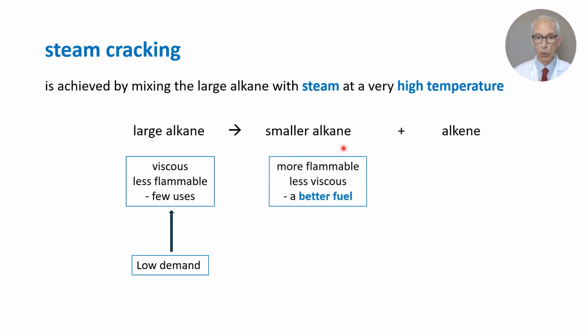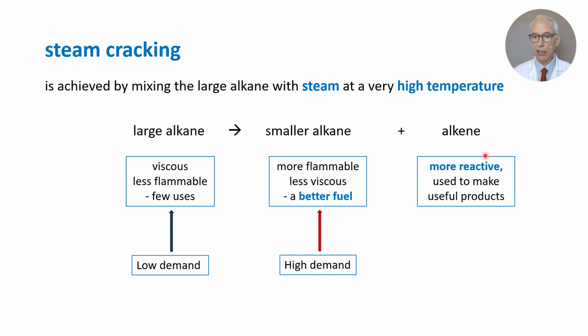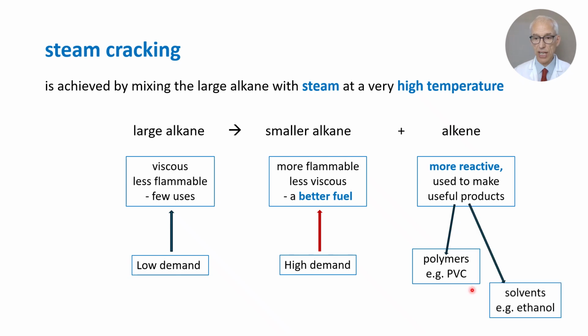However, the smaller alkane produced by cracking is more flammable, less viscous, and is therefore a better fuel. And therefore, there's a high demand for this smaller alkane in the market. The alkene is more reactive than the alkane, and is used to make a number of useful products. The first of which we will study later, polymers, for instance PVC. The second, solvents, such as ethanol.